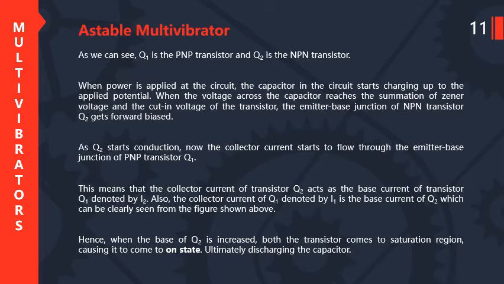Hence, when the base current of Q2 is increased, both the transistors come to the saturation region, causing them to come to the on state, ultimately discharging the capacitor.